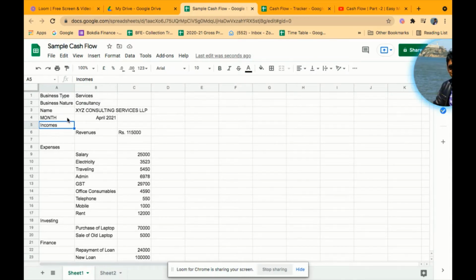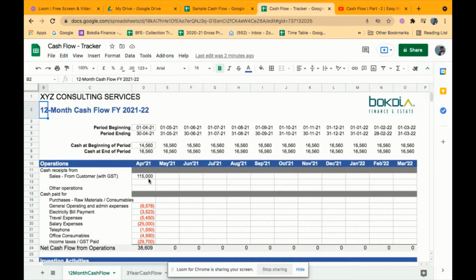This is the data for a consultancy firm, and it is a services industry, and this is for the month of April. So probably you're going to do this in the first week of May. The revenue for the month of April was 1,15,000, so I just put 1,15,000 over the revenue. The revenue is with the GST. Note the point that the revenue should be with the GST.